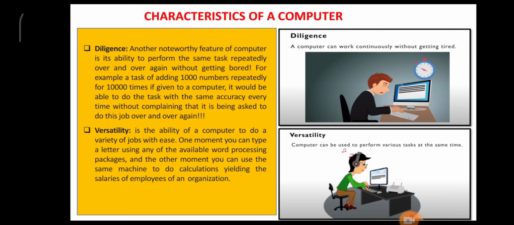Another noteworthy feature of a computer is its ability to perform the same task repeatedly over and over again without getting bored. For example, a task of adding 1000 numbers repeatedly for 10,000 times, if given to a computer, it would be able to do the task with the same accuracy every time without complaining that it is being asked to do this job over and over again.